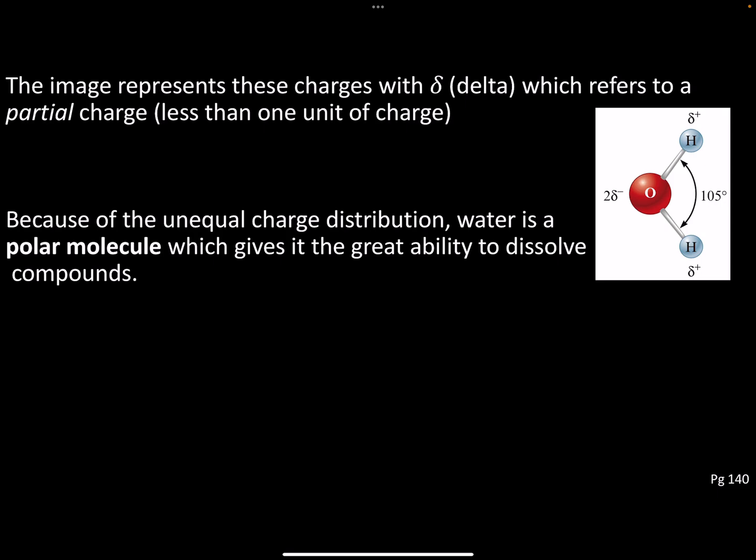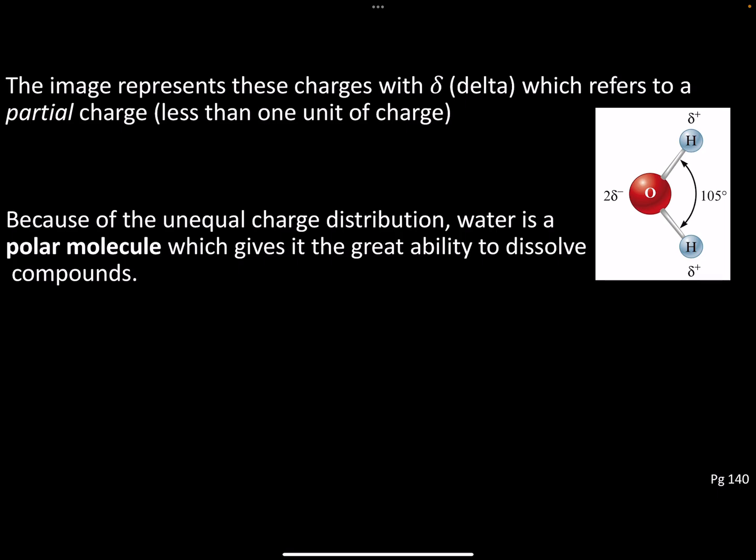That's less than the charge of an ionic substance. So when sodium chloride separates into its ions, you have a fully positive sodium ion, and you have a fully negative chloride ion. This delta positive and delta negative is just a partial charge. But because of the unequal distribution of charge, water is polar, which gives it a great ability to dissolve compounds.